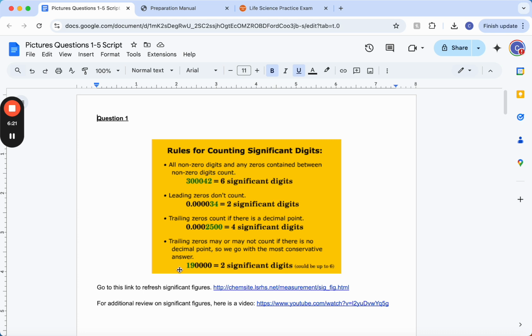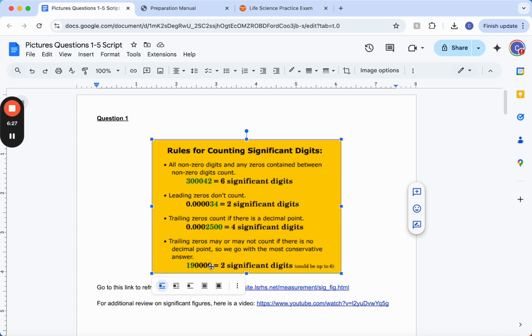Now, if you saw this, 190,000 decimal, even if they didn't put anything after the decimal, if they put a decimal, all of a sudden, all of those zeros become significant. So you really have to pay attention with significant digits if they have a decimal point or not.